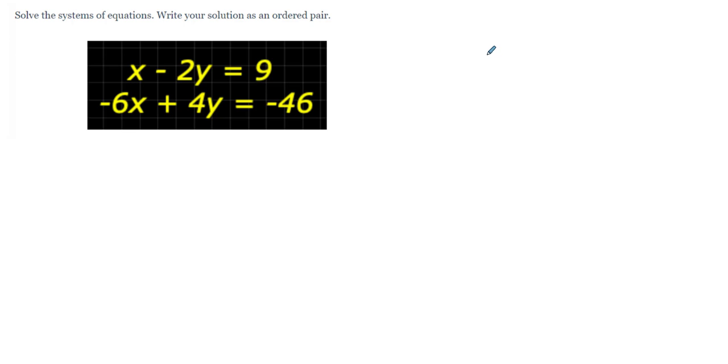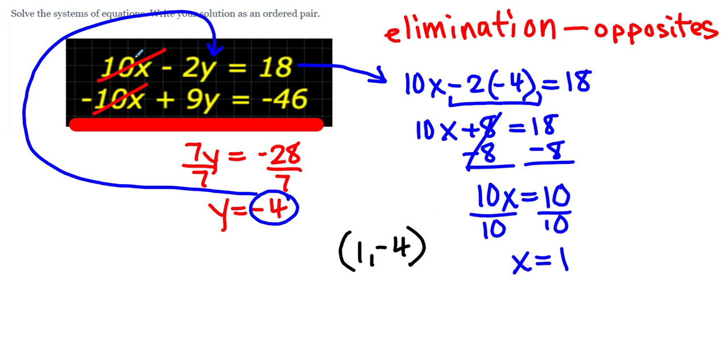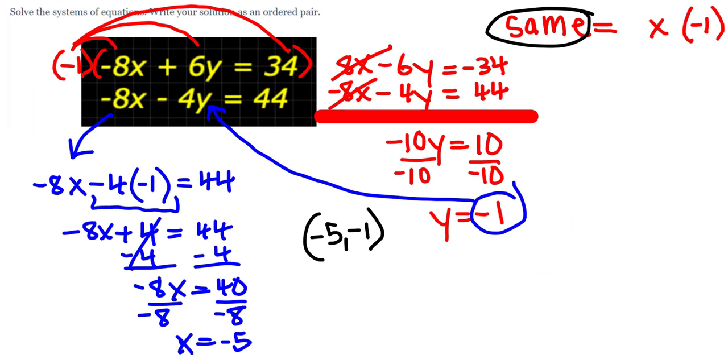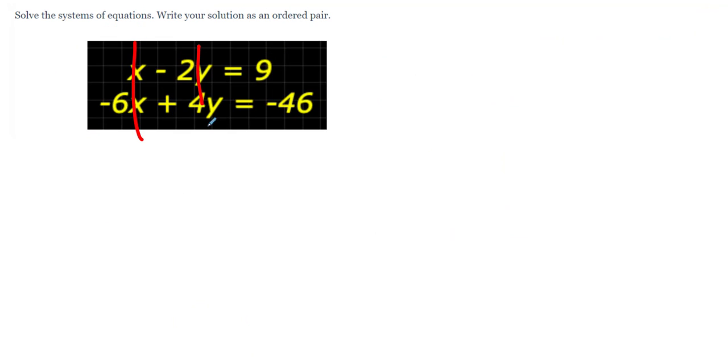Solve the systems of equations. Write your solution as an ordered pair. So just like we did the last two examples, whenever we see our x's, y's, and constants lined up, we want to go ahead and use elimination. So again, x's, y's, constants, we're going to go ahead and eliminate.